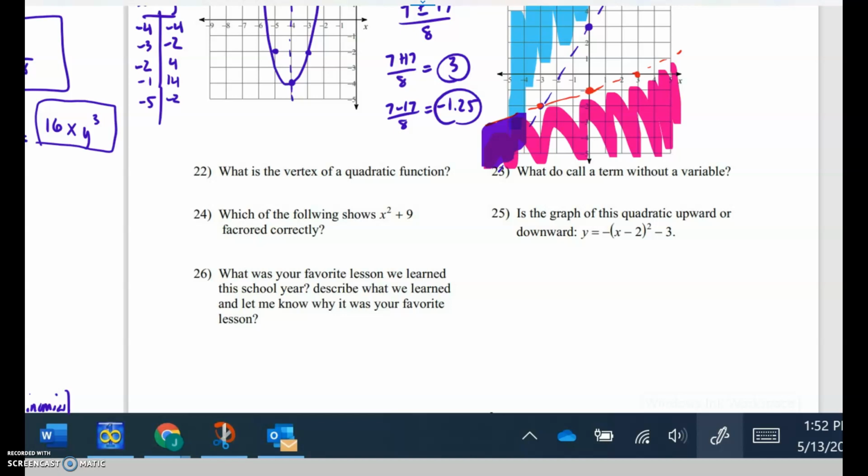Is the graph of this quadratic upward or downward? This one would be downward because the leading coefficient's a negative number. So we'd say downward. And the last question is, what was your favorite lesson that we've learned throughout this school year? Please describe what you learned in that lesson and let me know what made it your favorite.